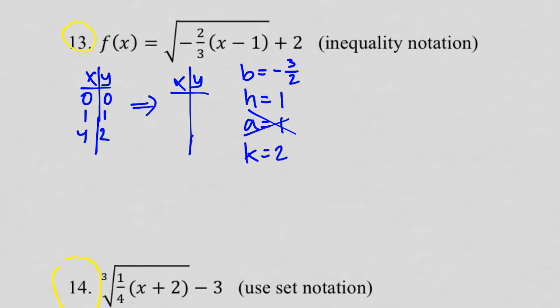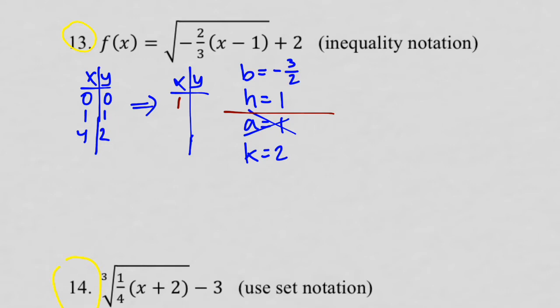Using those parameters, we're going to transform this. So here we go. Remember the steps. b and h are for the x values. a and k are for the y values. So for the x values, you're going to multiply times negative 3/2. So 0 times negative 3/2 is 0. And then add 1. So it's just 1. Right, here's what I did. 0 times negative 3/2, 0.